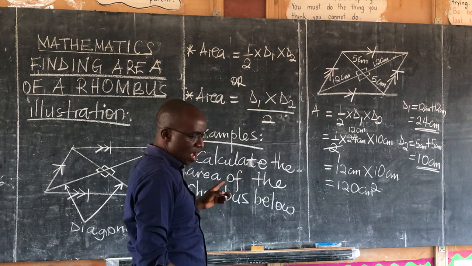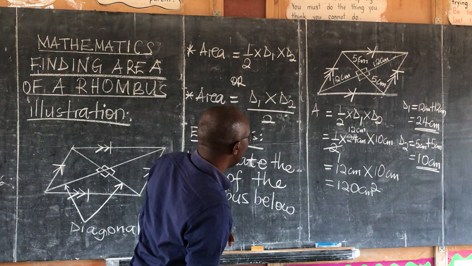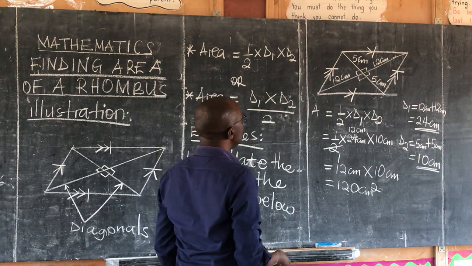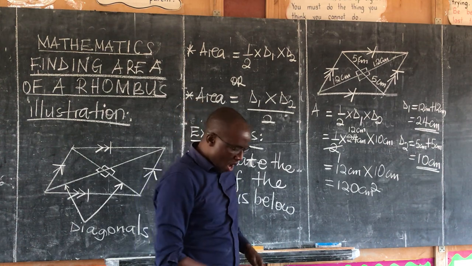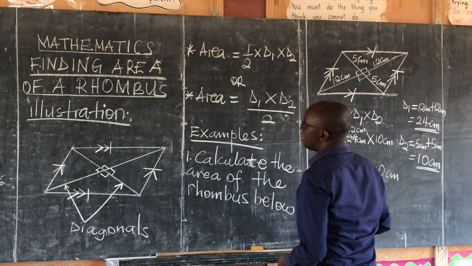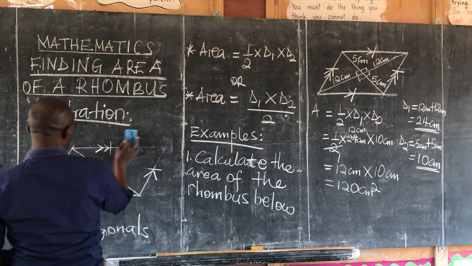That is method one, which was using the diagonals to work out the area. Now I'm going to show you the second method of how to find the area of a rhombus.